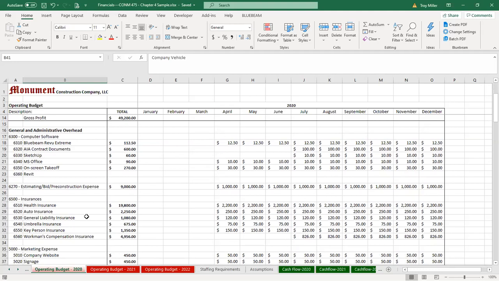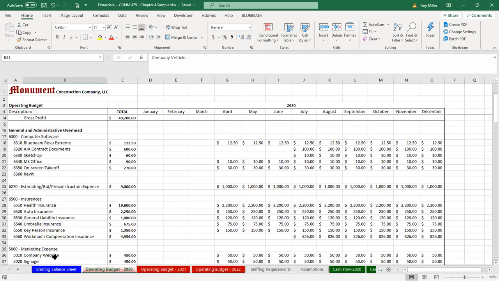Okay, any other clarifications on the operating budgets? What about the cash flows? Can you say again where you got your beginning cash, I think it was like 36 grand or whatever?